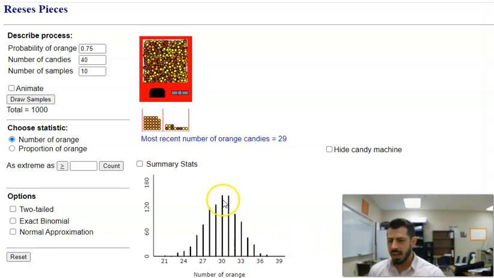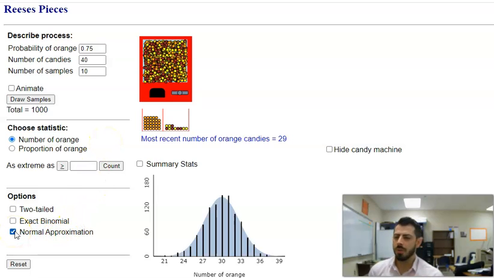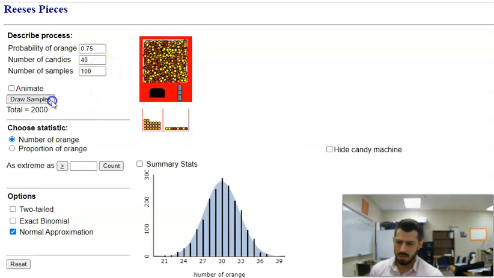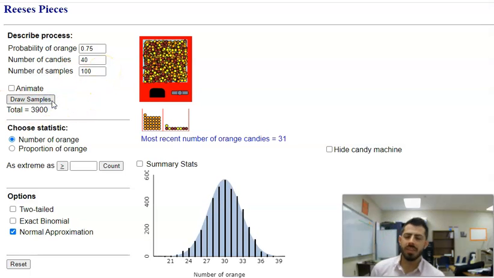So most of the time we had 30 out of the 40 be orange, and then in either direction it tails off, sometimes a little more slowly than others. But again, in order for this to be perfect, we would have to get a lot more samples. When we superimpose this over a normal approximation, we see that this is getting pretty close to normal. We can keep this up and take a lot of samples, and the more we take, the closer it gets to something that's normally distributed.